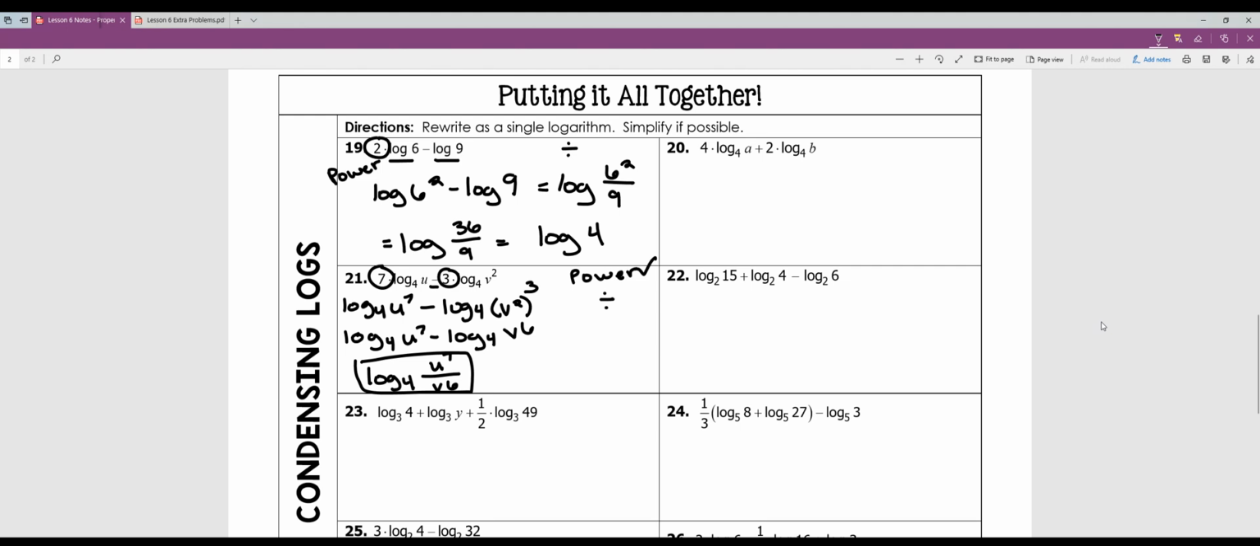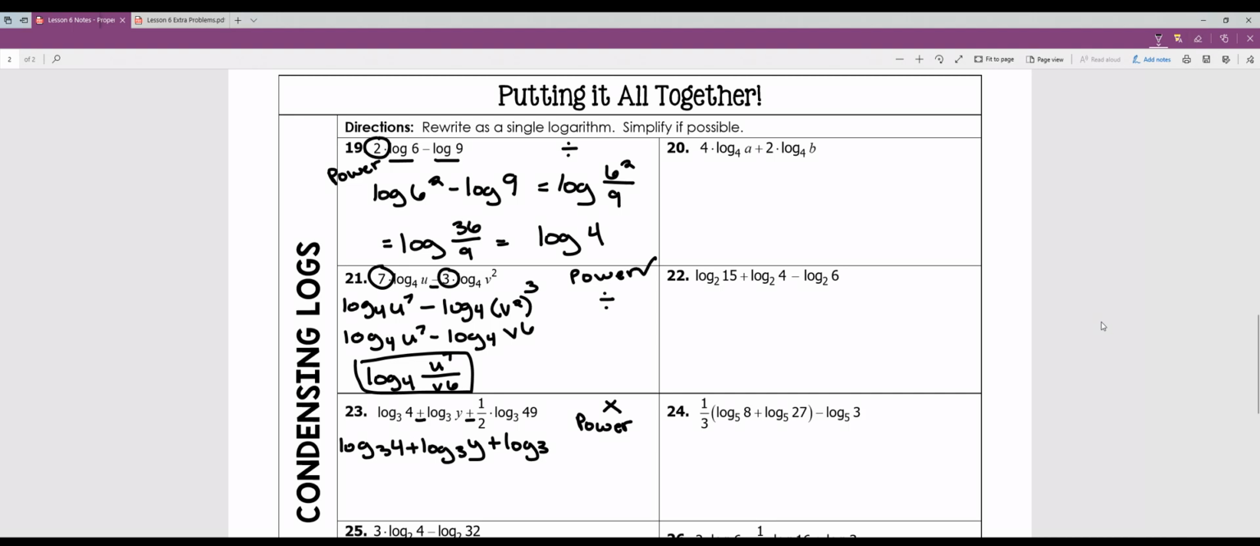So I have 2 addition things, so that tells me I'm going to have to use my product rule, or my multiplication rule. And then I have this 1/2 on the outside, so that tells me I also need to use the power rule. And we always want to take care of the power rule first. So I'm going to bring down those other terms that don't need to be messed with. And remember, that number on the outside used to be an exponent, so I'm going to have log base 3 of 49 to the 1/2 power.